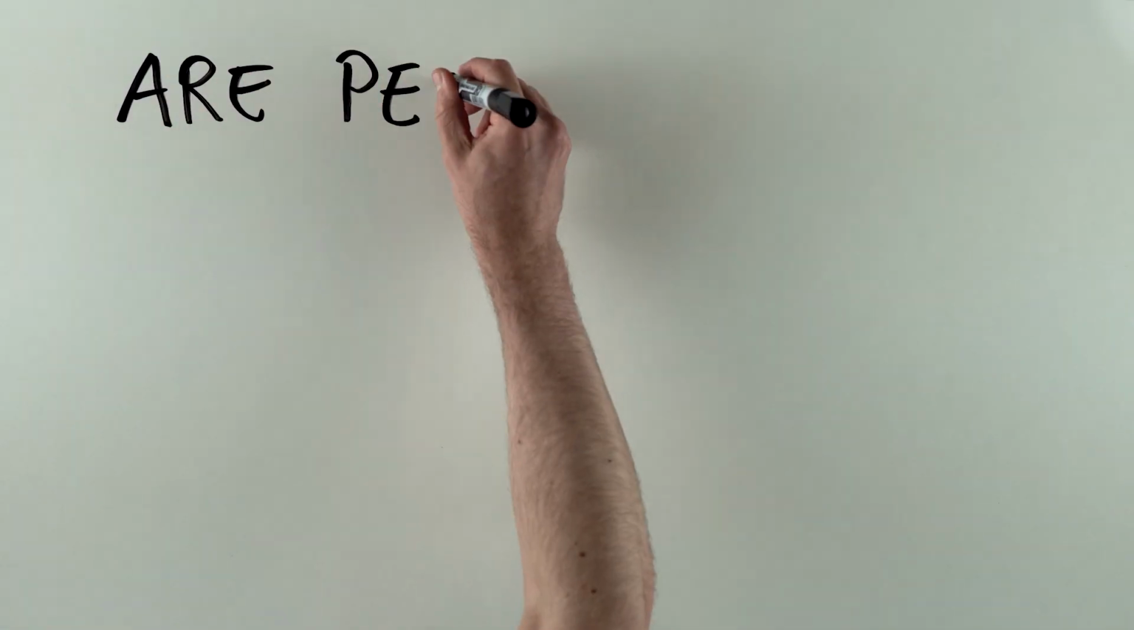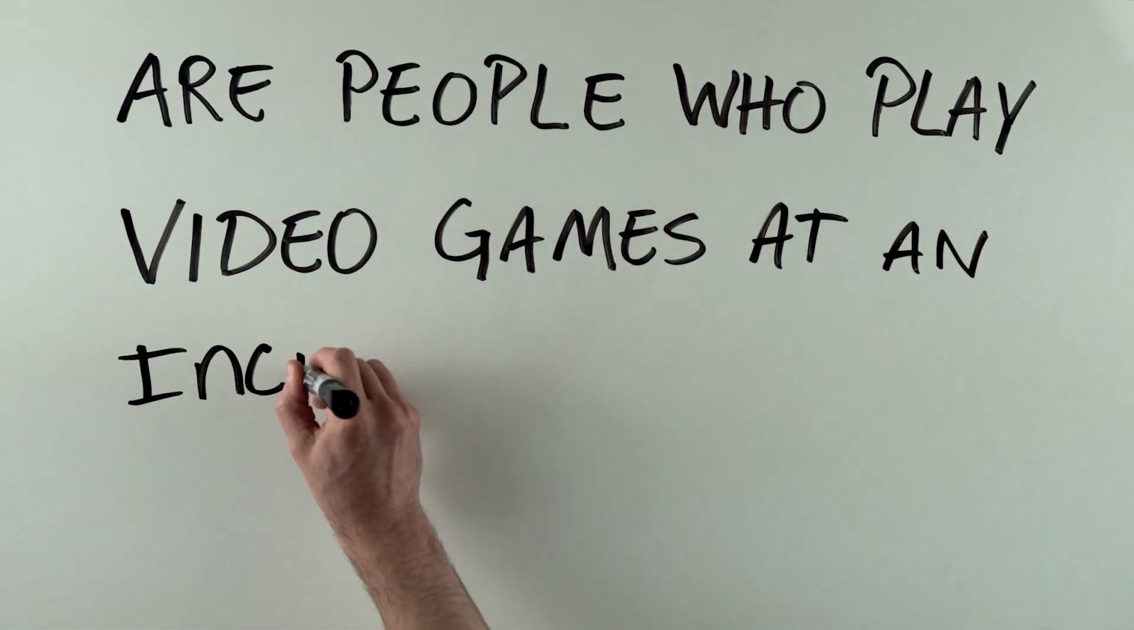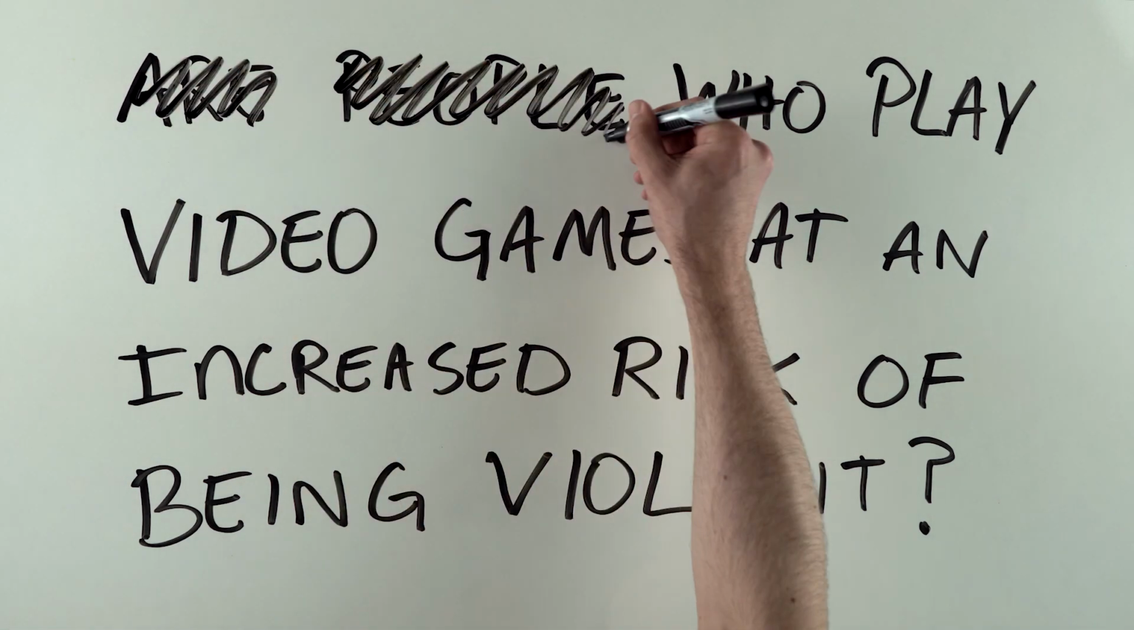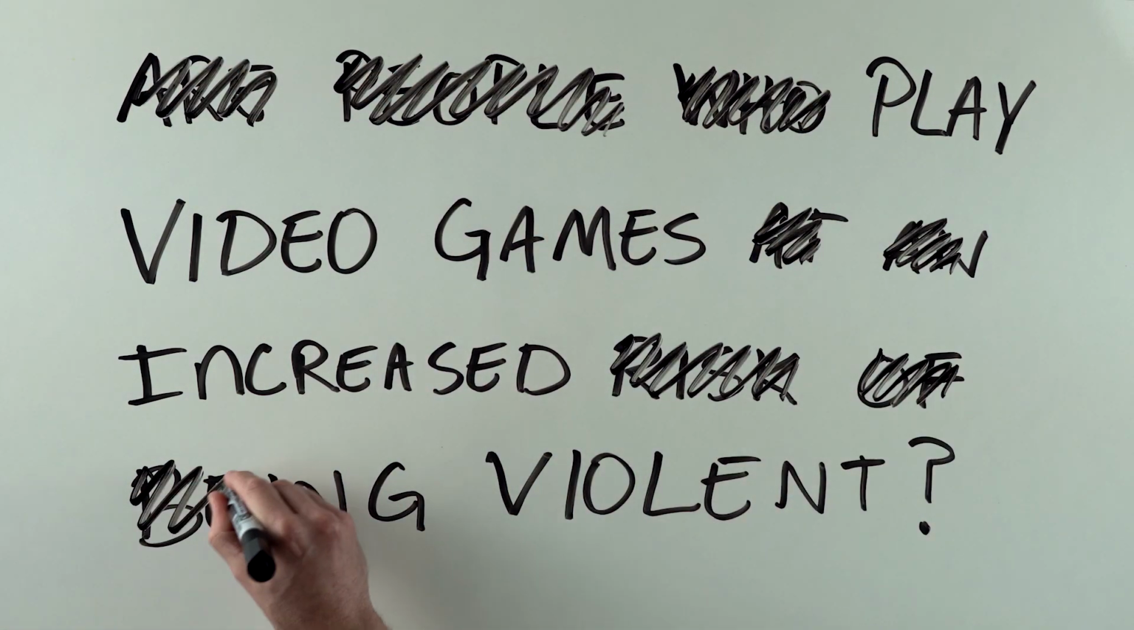Keywords come from research questions, like this one. Are people who play video games at an increased risk of being violent? To get the answer, we need to squeeze our research question for some keywords that'll lead us to relevant empirical research. First, we take a look at the question and cross out anything that doesn't contain specific meaning. Are people who at an risk of being?